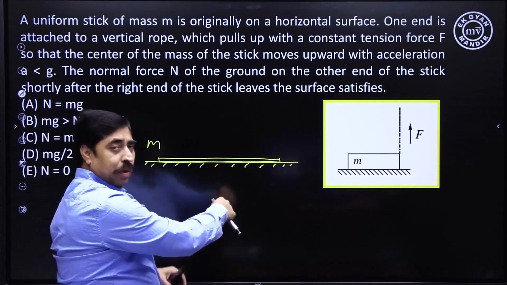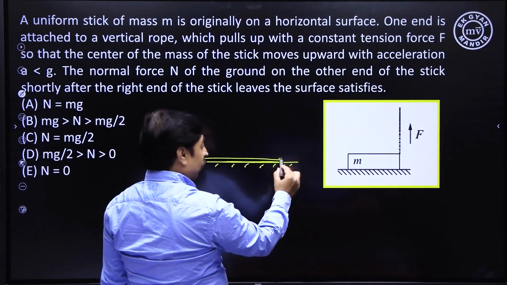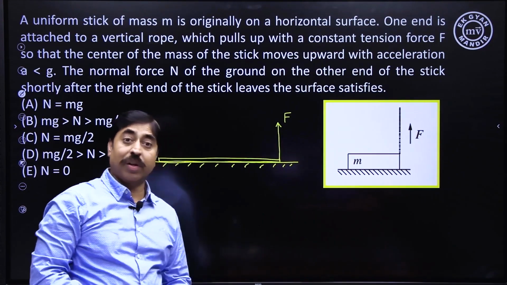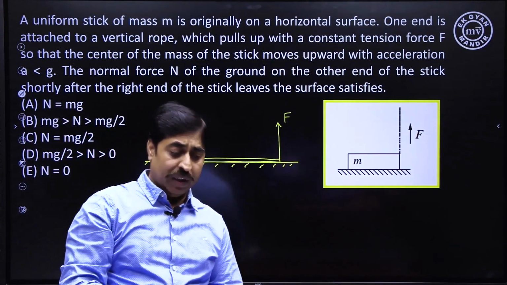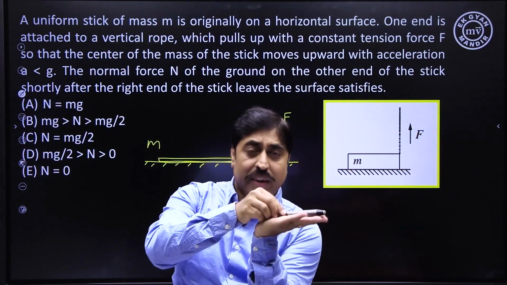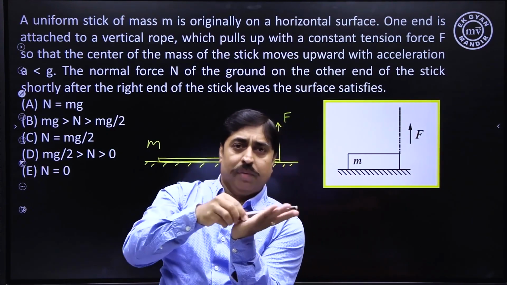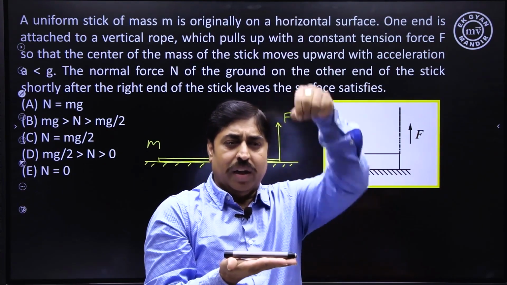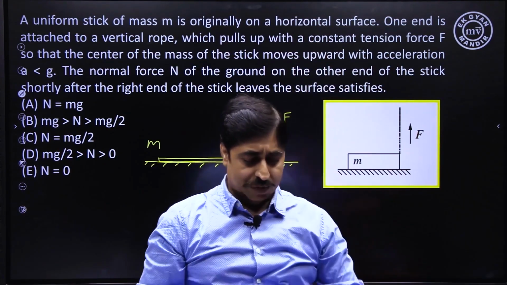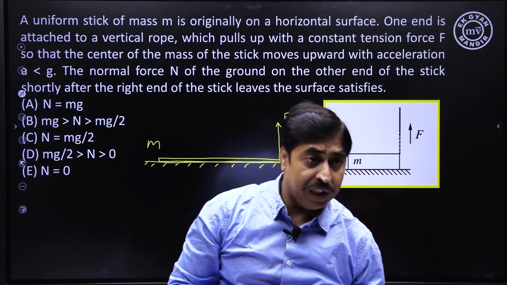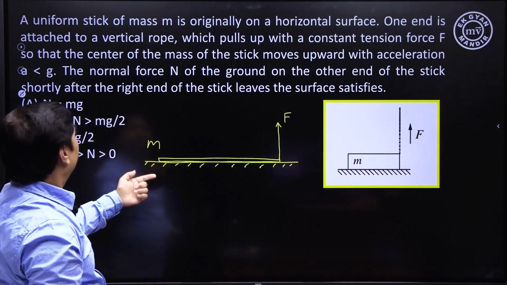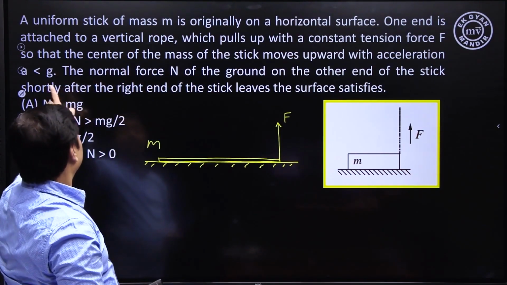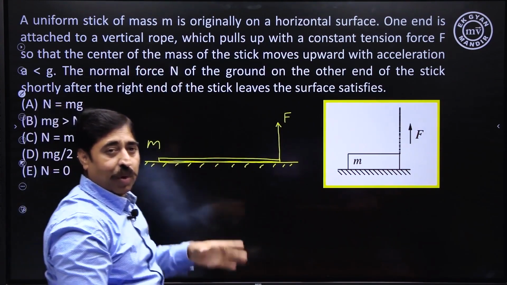And now at the right end of the stick, a rope is tied and you start pulling it vertically up by applying a force F. The right end of the rod, the stick, is being pulled up. There is a stick lying like this, and this end is tied to a rope, a string, and you start pulling it up by applying a force F. The question says that when you pull it up, it produces an acceleration A in the center of mass, which is less than g. Read the question properly.